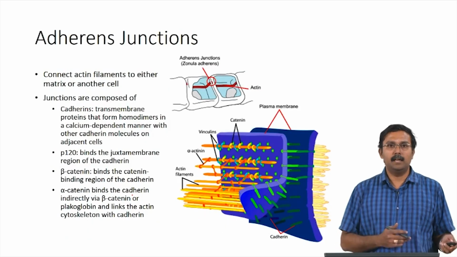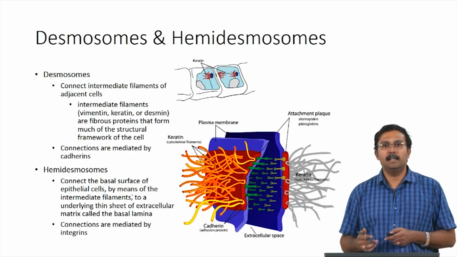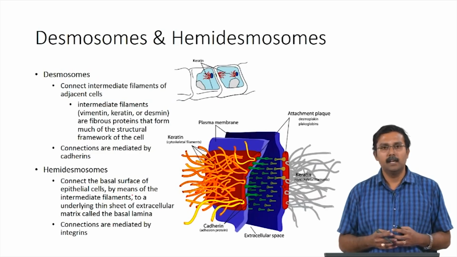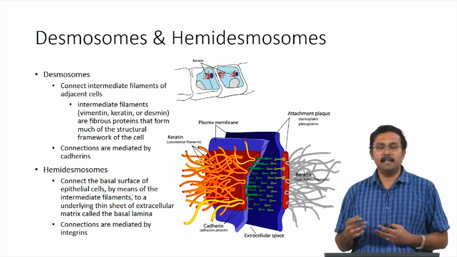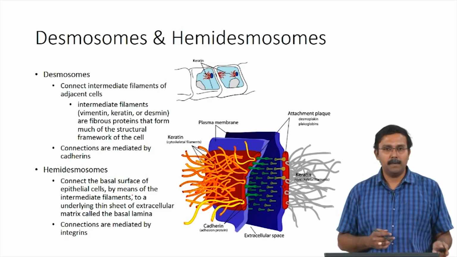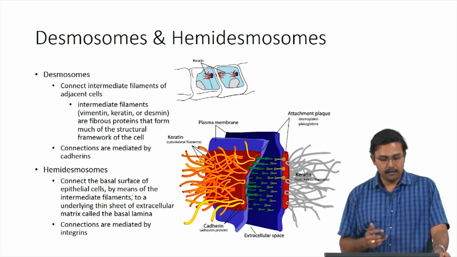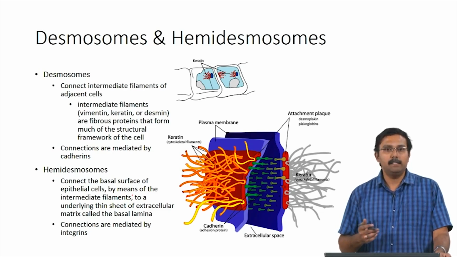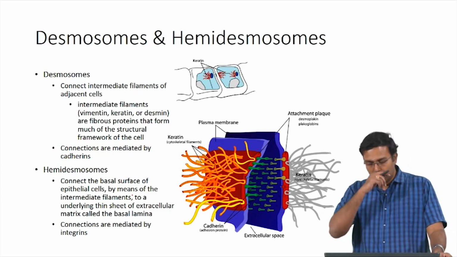So, these two, the adherens junctions and desmosomes, are cadherin dependent anchoring junctions. Hemidesmosomes are integrin dependent anchoring junctions. So, here what happens is there is a connection of the basal surface of the cells by means of intermediate filaments.